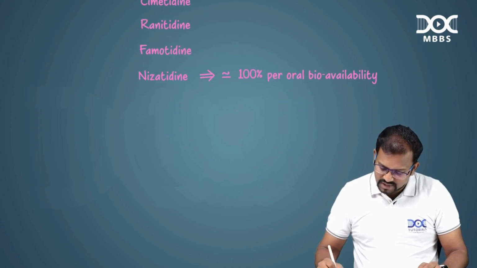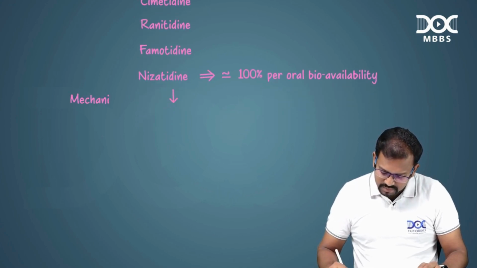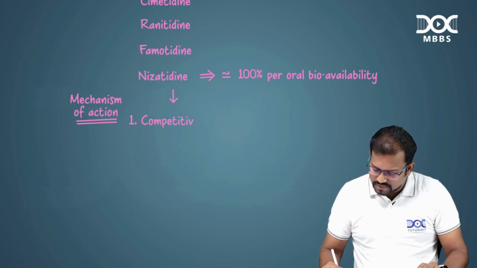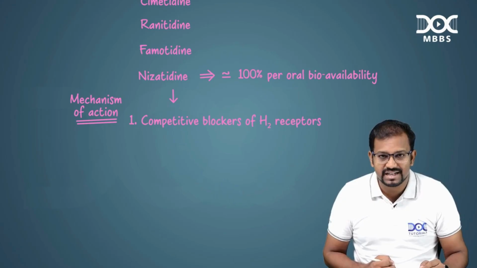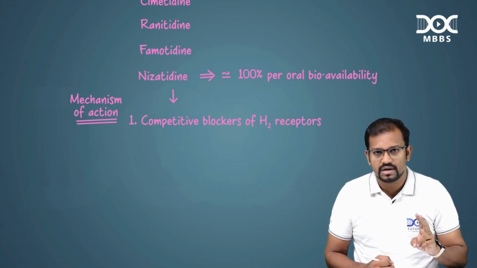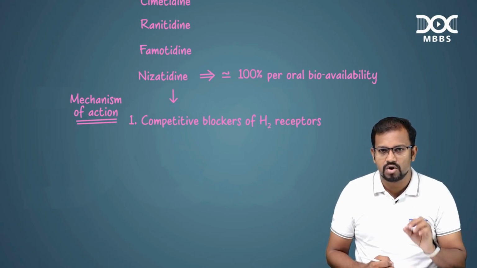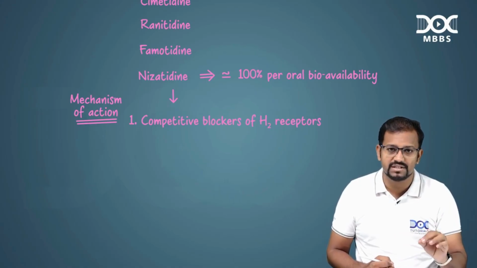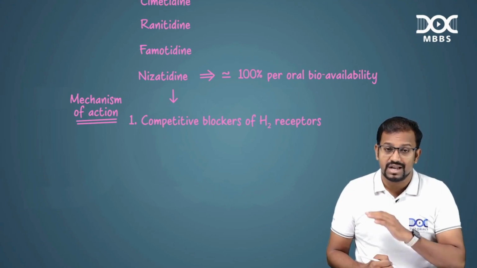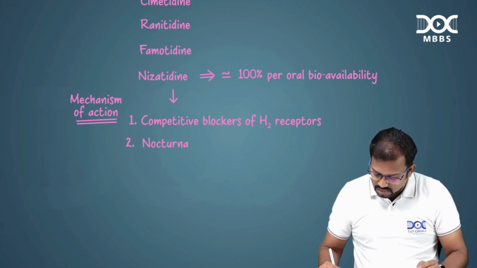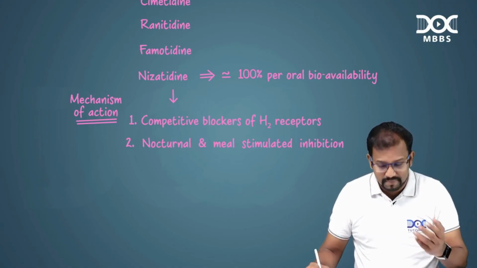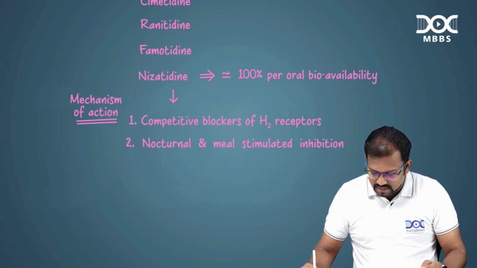What's the mechanism of action of these drugs, buddies? As we told, these drugs are competitive blockers of H2 receptors, competitive H2 receptor antagonistic agents. Second important point: is it going to decrease the nocturnal acid secretion or the meal stimulated acid secretion? It decreases both nocturnal and meal stimulated. Nocturnal means your basal. Both tend to be inhibited.